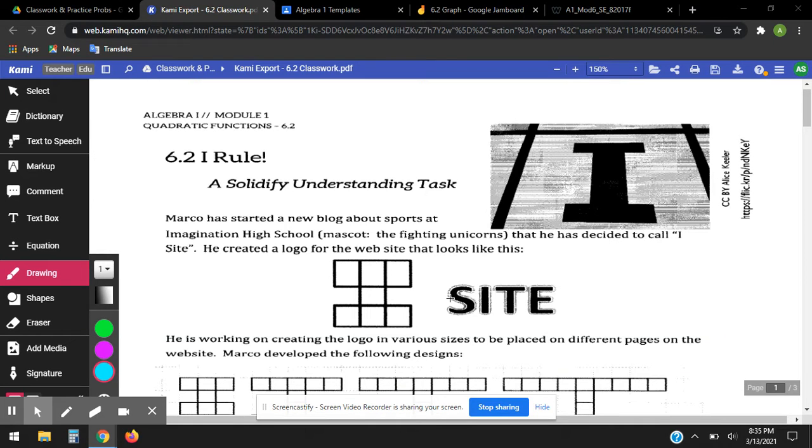Hi, this is Algebra 1, Module 6, Lesson 2. We're going to solidify this idea of finding the patterns.